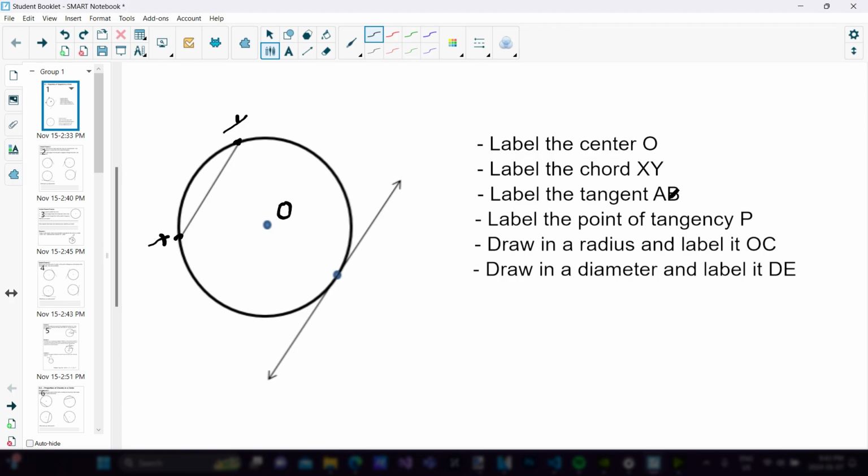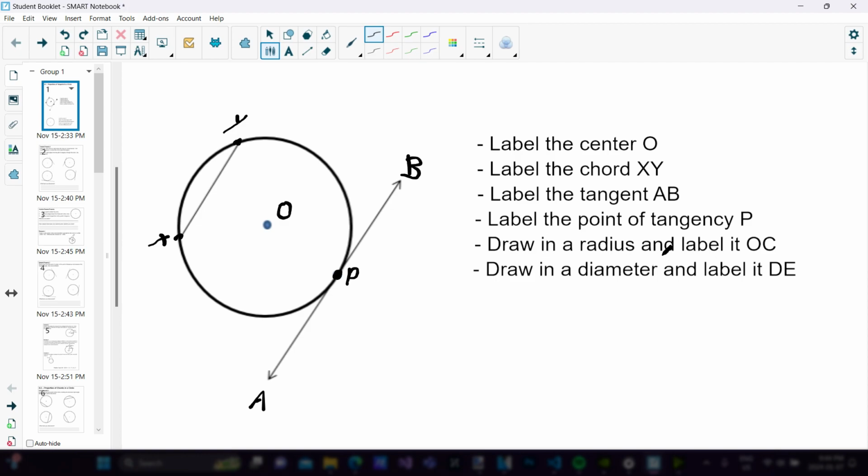The tangent AB, well, the tangent is a line that's outside the circle and touches the circle at one point. So if we're naming the tangent AB, that means the tangent goes from A to B. And the point of tangency, so that's referring to our tangent line, the point of tangency is right where that tangent line touches the circle.